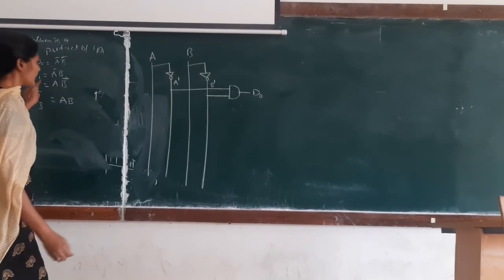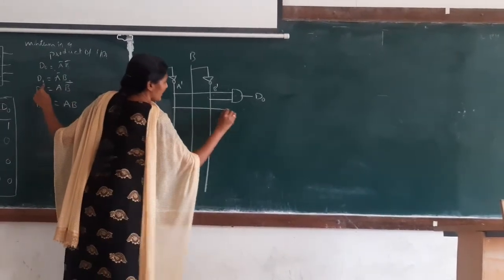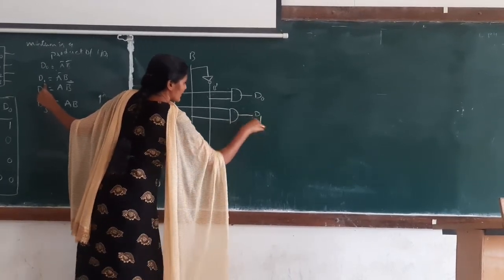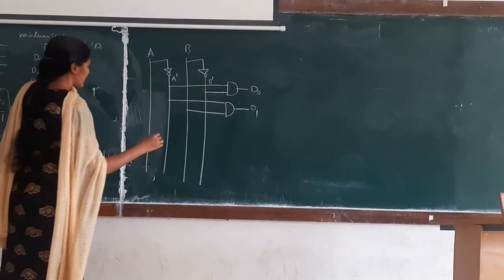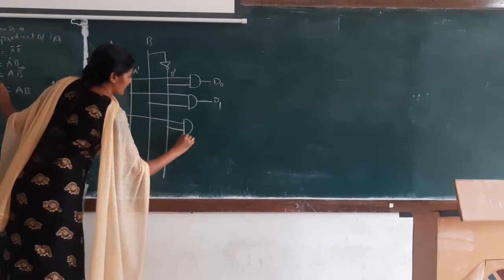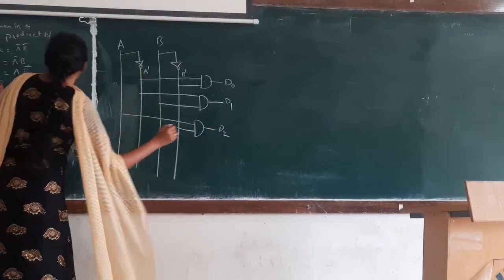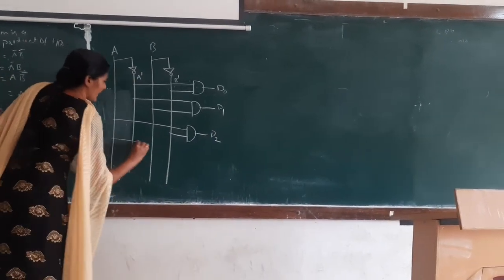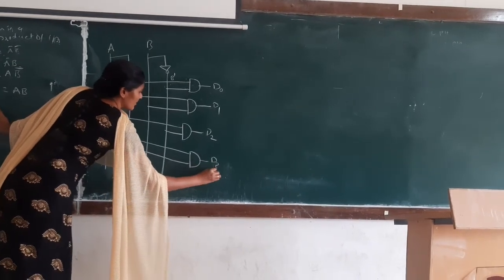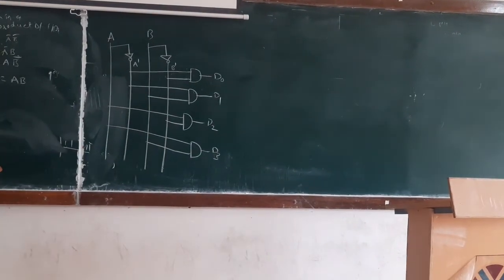And the second one is D1, that is A bar B. This is D1. The second one is D2, which is A B bar. That is D2. And the third one is AB. This is D3.